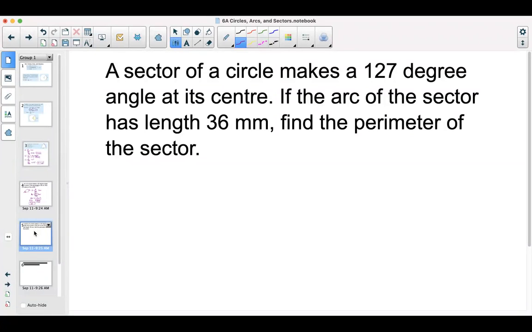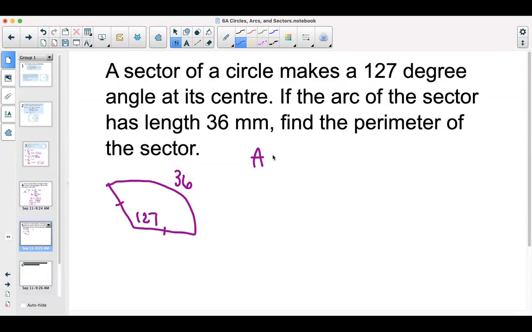Okay, let's do another one. It says the sector of a circle makes a 127-degree angle, and the sector length is 36 millimeters, and it says find the perimeter. So again, it makes 127 degrees, the arc is 36, and we need to find the perimeter. But we know that these two are the same because those are our radius.